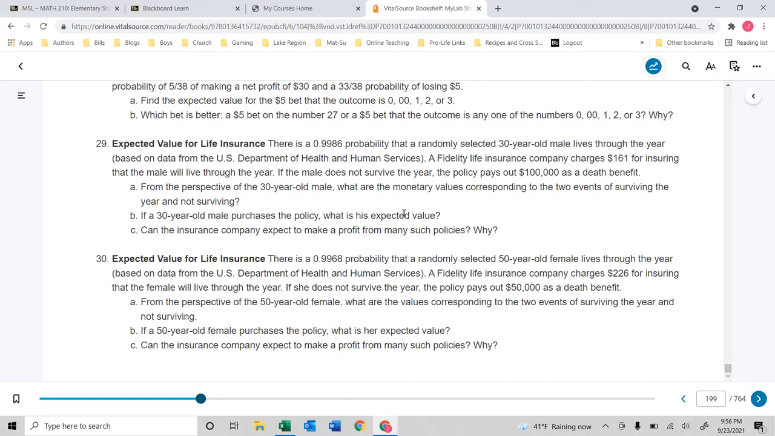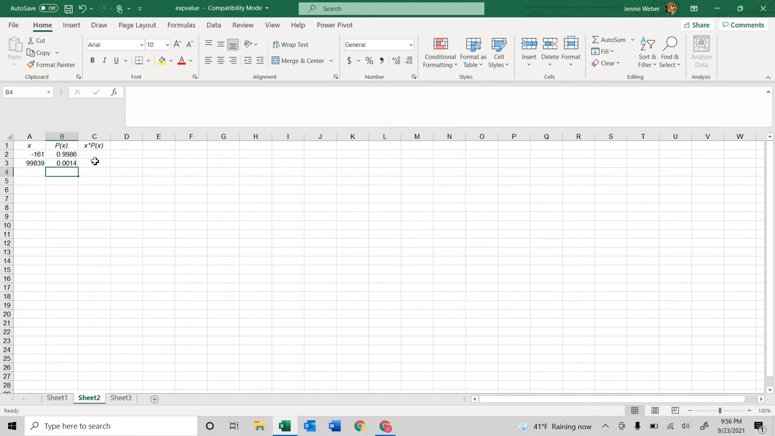Now, what is his expected value? So this is the mean, right? This is the formula for the mean, x times p of x. So in this case, I'm going to do A2 times B2, okay? And I'm going to fill down. Then the formula says I sum them. So I'm going to add them all up. And right there is my expected value, negative $21. So this means that on average, he can expect to lose $21.